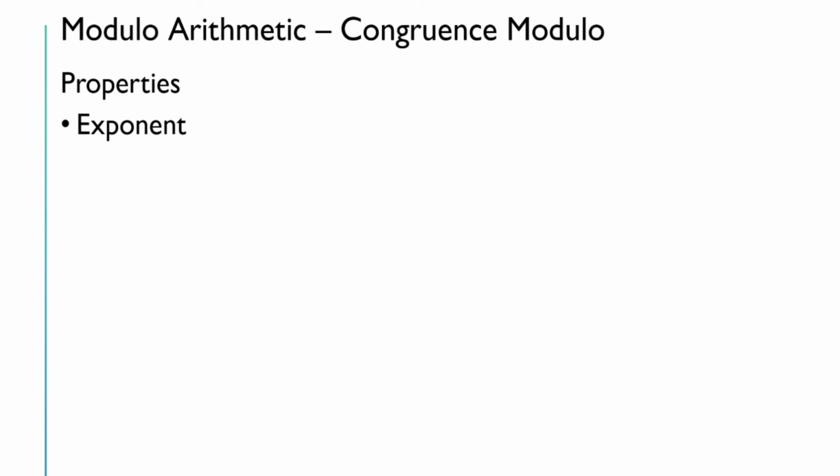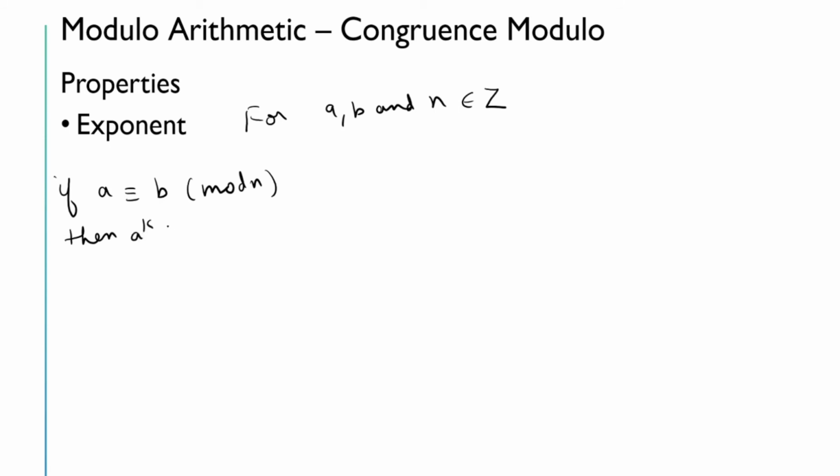The next one is, we'll see the property with respect to exponent in modulo arithmetic. So for A, B and a given integer n, all these are integers. If A is congruent to B mod n, then A raised to k is congruent to B raised to k mod n, where k is equal to 1, 2, 3, etc., or k is a natural number. K belongs to N.